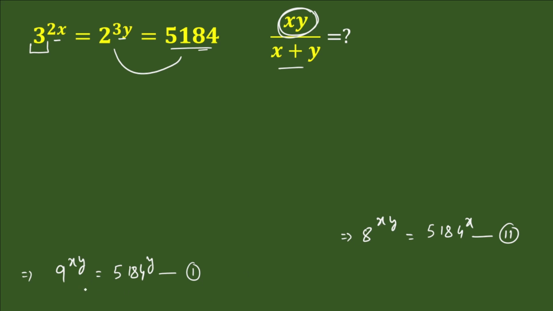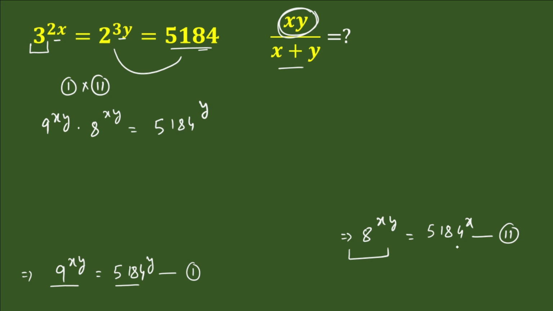Now moving next, we have two equations, and now we'll multiply equation 1 and 2. So we'll multiply equation 1 with equation 2. Now the left hand side of equation 1, that is 9^(xy), we'll multiply by the left hand side of equation 2, that is 8^(xy), and the right hand side of the first equation, that is 5184^y, by the right hand side of the second equation, 5184^x.